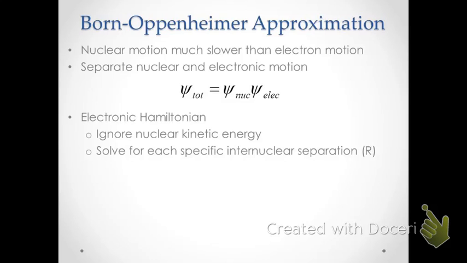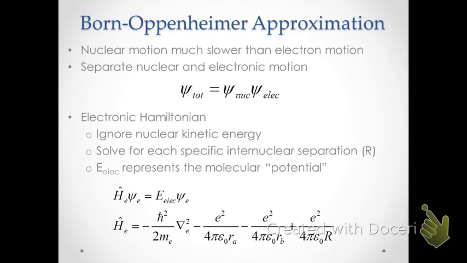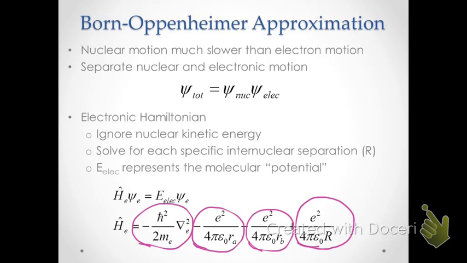So we will write the Schrödinger equation with an electronic Hamiltonian that ignores the nuclear kinetic energy, again because the nuclei are moving so slowly. And what we will do is solve the equation for specific internuclear separation. Here we see the equation with the terms for the kinetic energy of the electron, the attraction of the electron to nucleus A and nucleus B, and the final term represents the repulsion between the two nuclei.